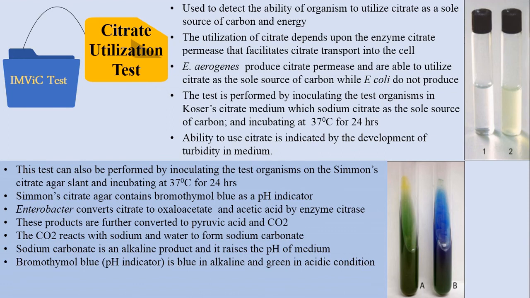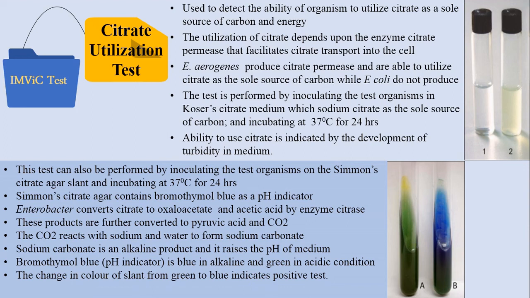The bromothymol blue is blue in alkaline condition while it is green in acidic conditions. And therefore there is a change in color of the slant from green to blue, which indicates a positive test. So you can see here in this image the positive and negative citrate utilization test on the Simmons citrate agar slant. The change in color from green to blue is an indication of a positive test, and this is due to the change in pH of the medium to the alkaline side.